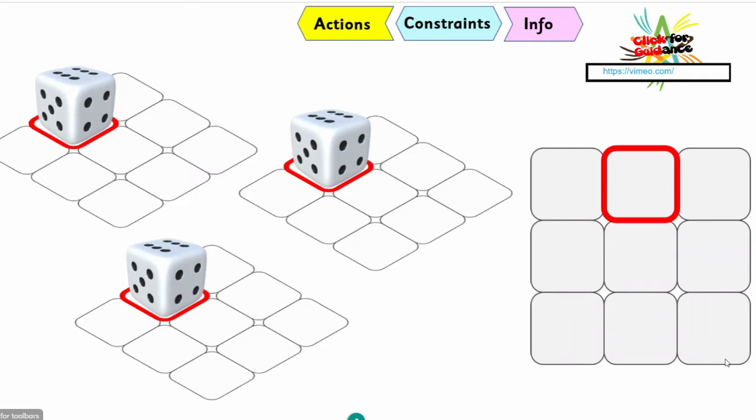Okay, so what we're going to do is we want to see if we can roll the die in such a way that it ends up on the center square and 1 is at the top. Now at the moment 6 is at the top.